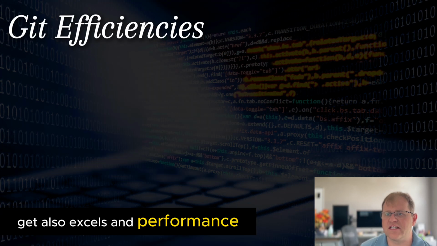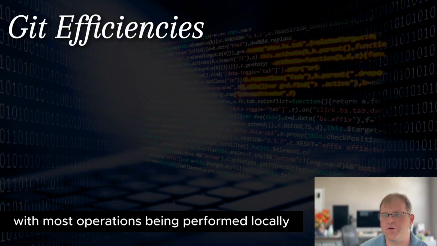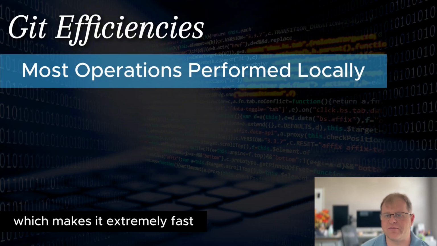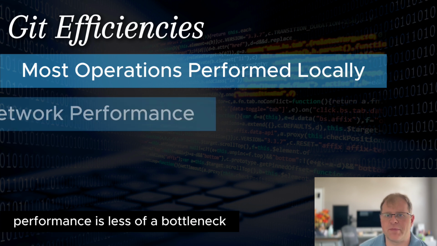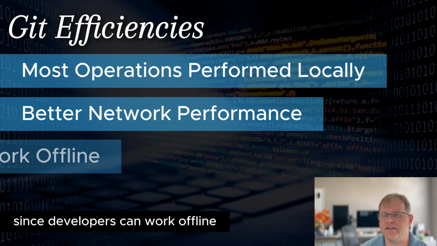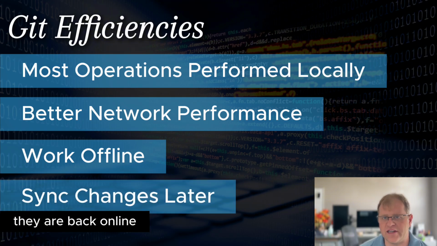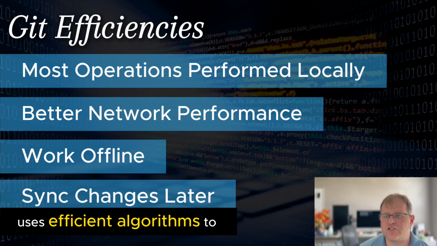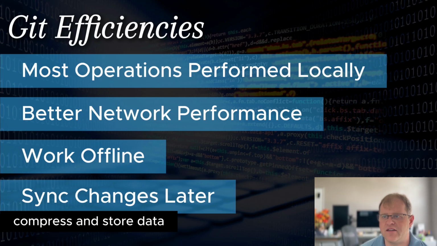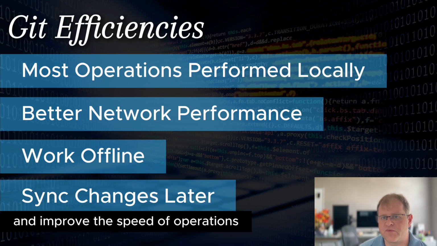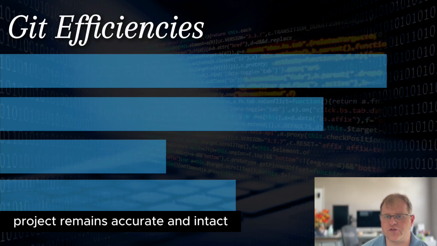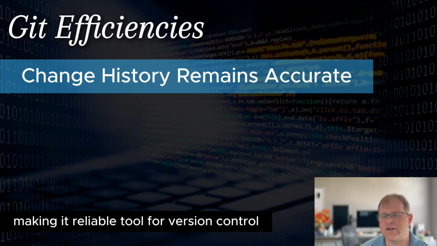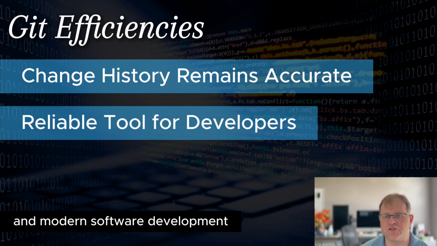Git also excels in performance, with most operations being performed locally, which makes it extremely fast. The distributed nature of Git means that network performance is less of a bottleneck since developers can work offline and sync their changes when they are back online. Additionally, Git uses efficient algorithms to compress and store data, which helps to minimize the size of the repository and improve the speed of operations. With a strong emphasis on data integrity, Git ensures that the history of your project remains accurate and intact, making it a reliable tool for version control in modern software development.